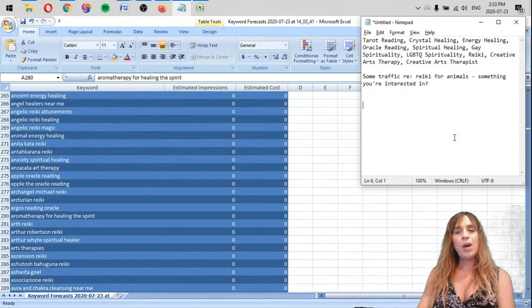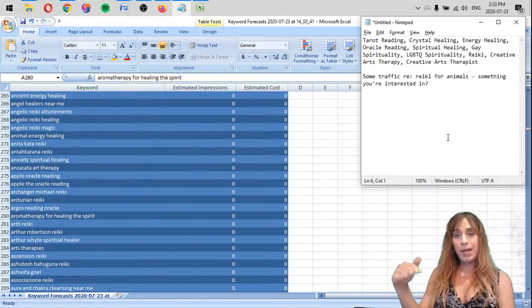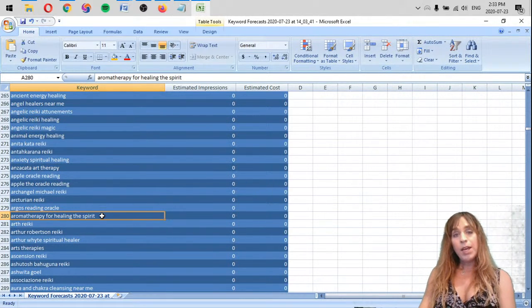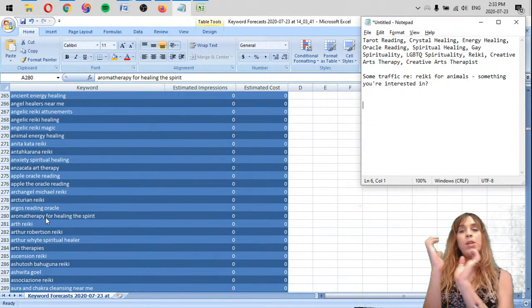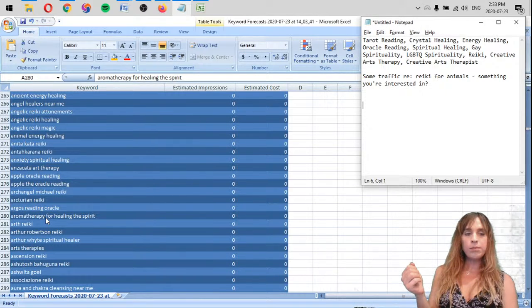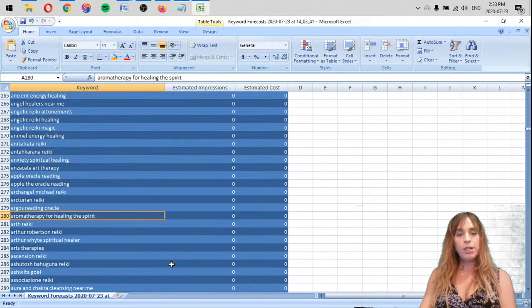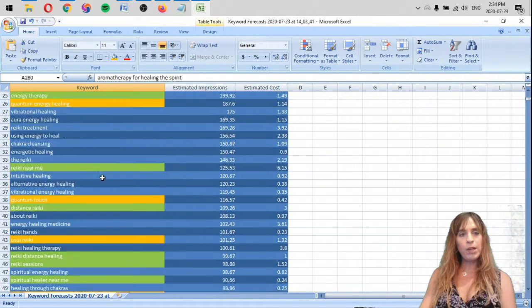However, if you have a page about aromatherapy, then you can build a link to that page on a blog article that says "aromatherapy for healing the spirit." You're still hitting the aromatherapy keyword, but you've also got several other words in there, and that will help give you some diversity in your anchor text.